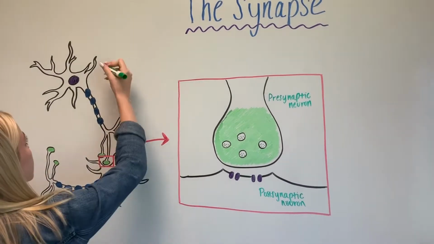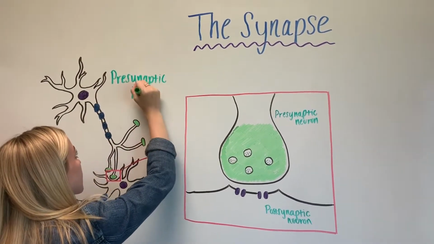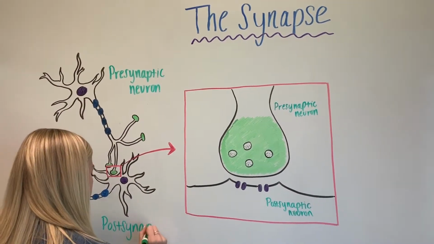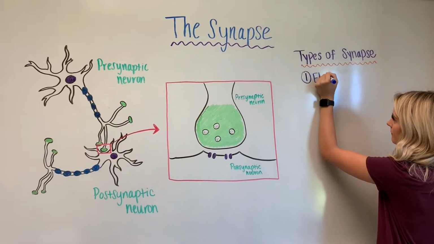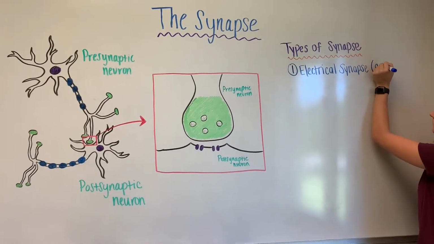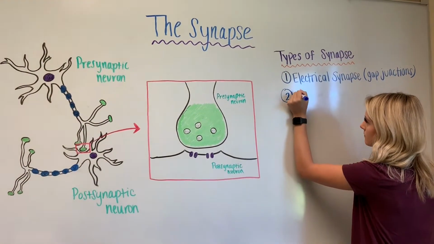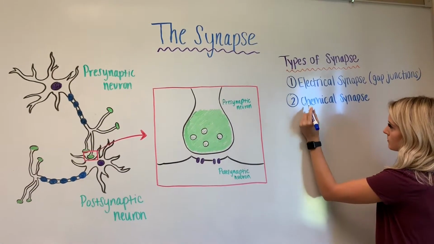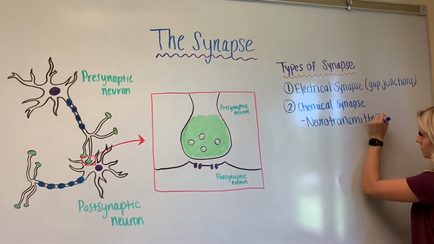Moving on to the synapse, this is where a neuron connects to another neuron. The neuron before the synapse is the presynaptic neuron, while the neuron after the synapse is called the postsynaptic neuron. Now we will discuss the two types of synapses. The first being electrical synapse, which is another term for gap junctions. This allows waves of ions to communicate. Secondly, we have the chemical synapses. These use neurotransmitters to either open or close ion channels.